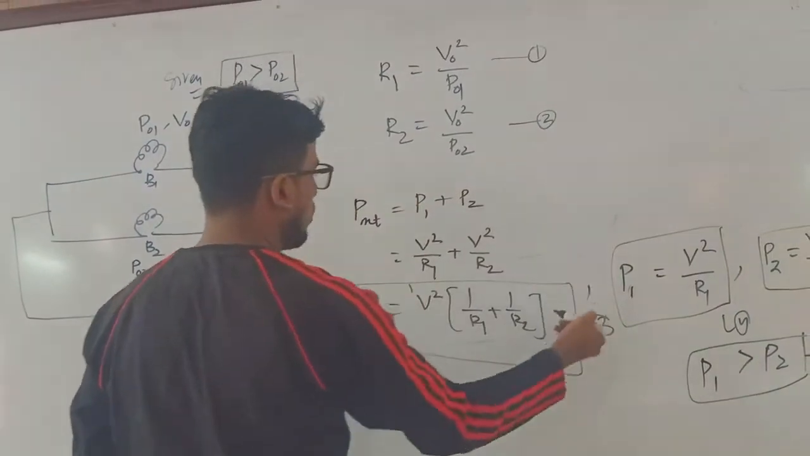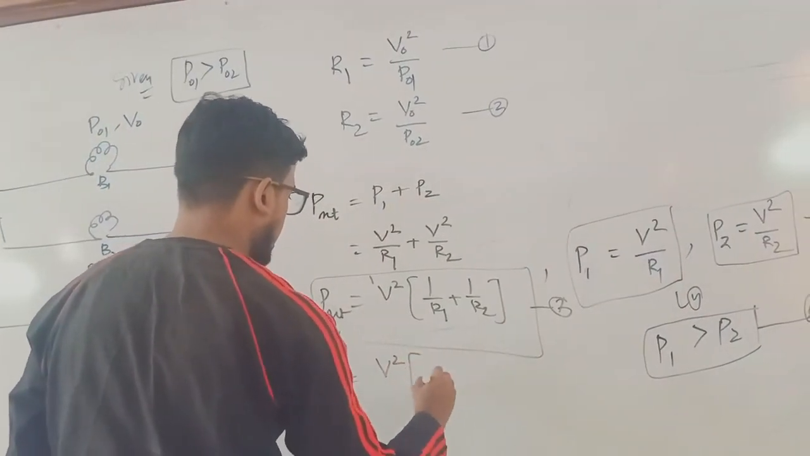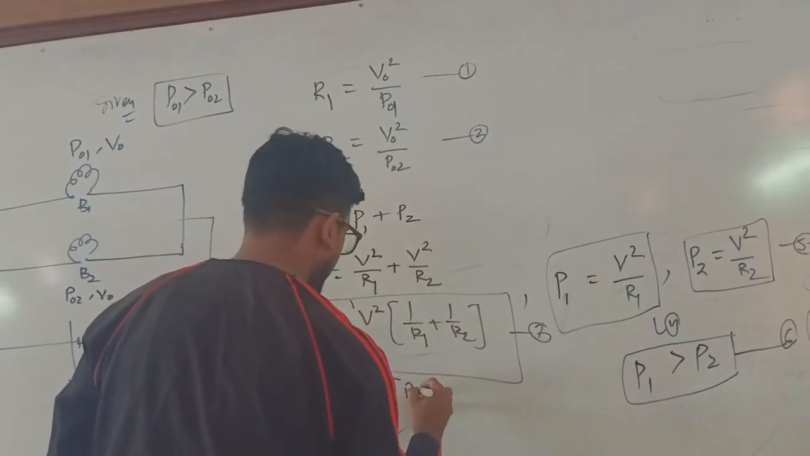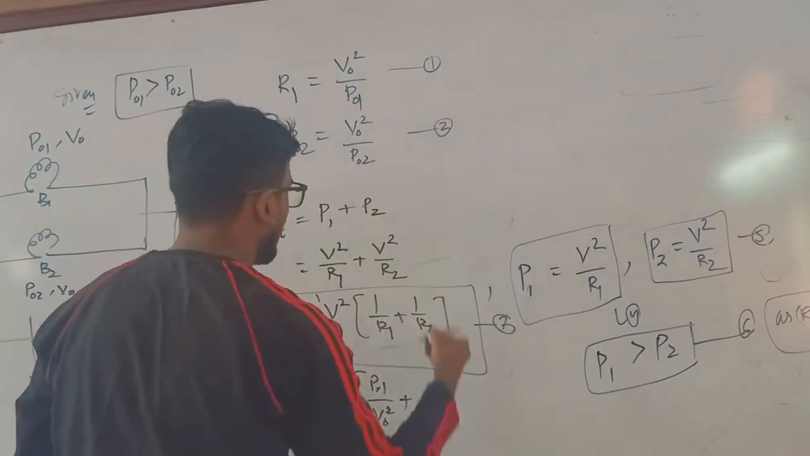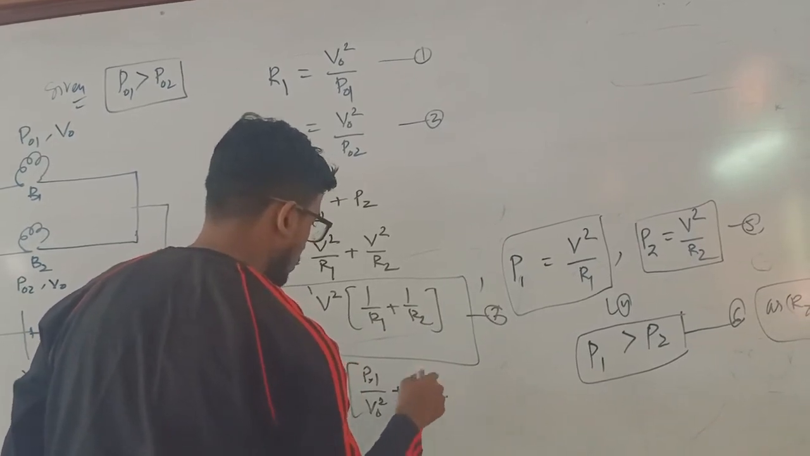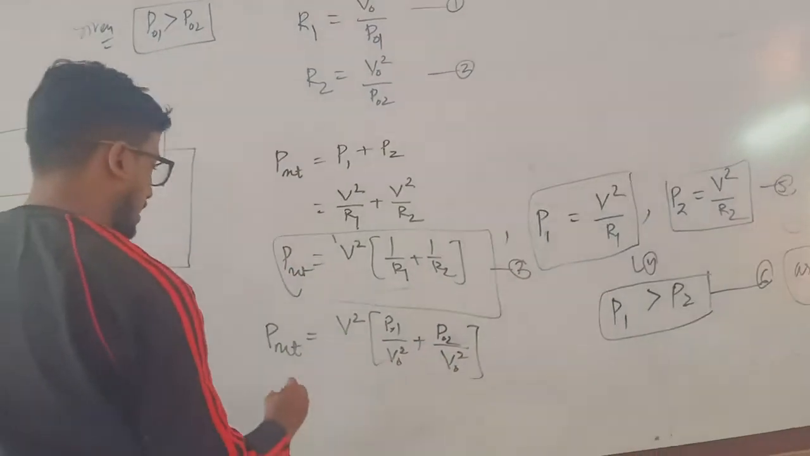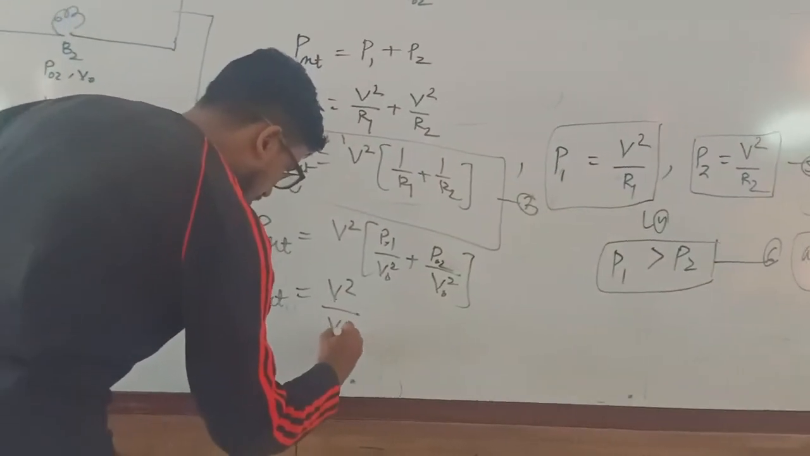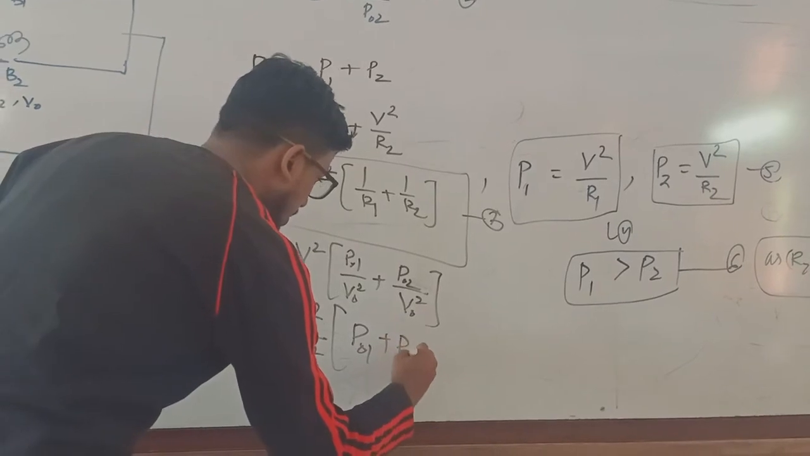So using 1 and 2 in 7, you can calculate P net equals V square into, in place of 1 by R1 we can put P naught 1 divided by V naught square, plus 1 by R2, which from equation 2 is P naught 2 divided by V naught square. Or this can be written as P net equals V square divided by V naught square into P naught 1 plus P naught 2.